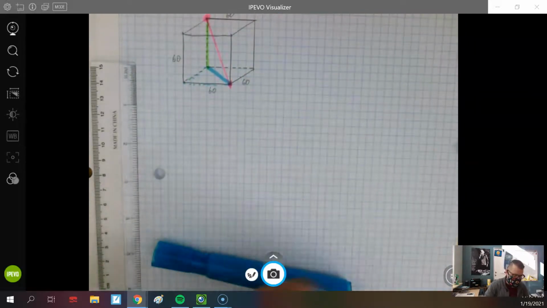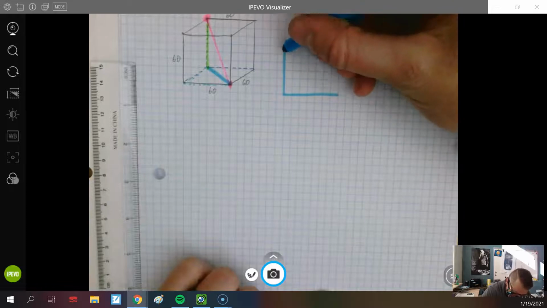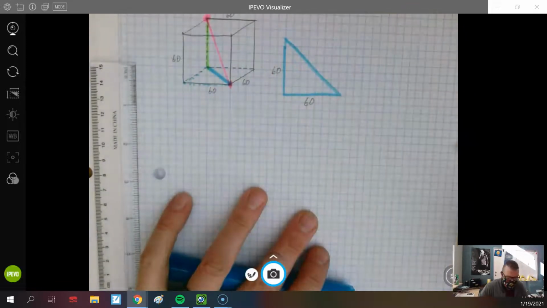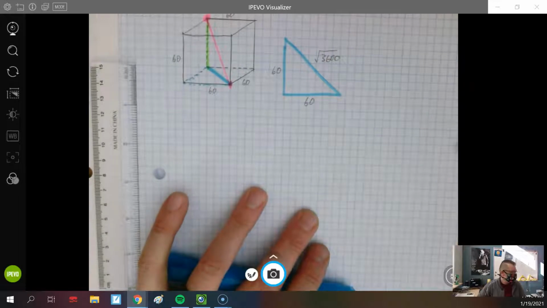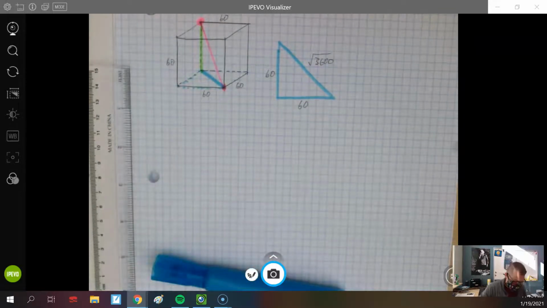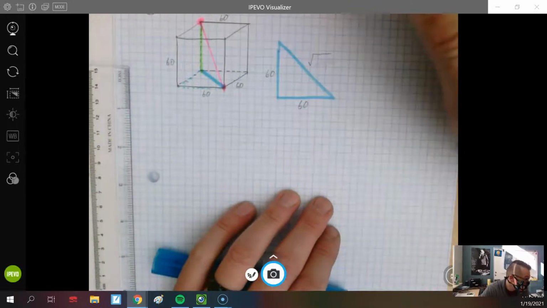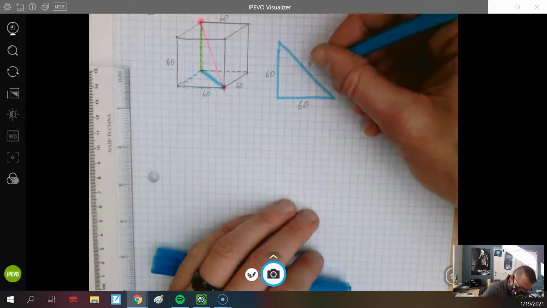So first we look at our blue triangle being 60, 60, and something else. What's 6 times 6? 36. Put 2 zeros on it. Square root of 3,600, right? What is the square root of 3,600? Oh, sorry, not 3,600. What number goes here, under the radical? 7,200. Sorry, I forgot to double it.